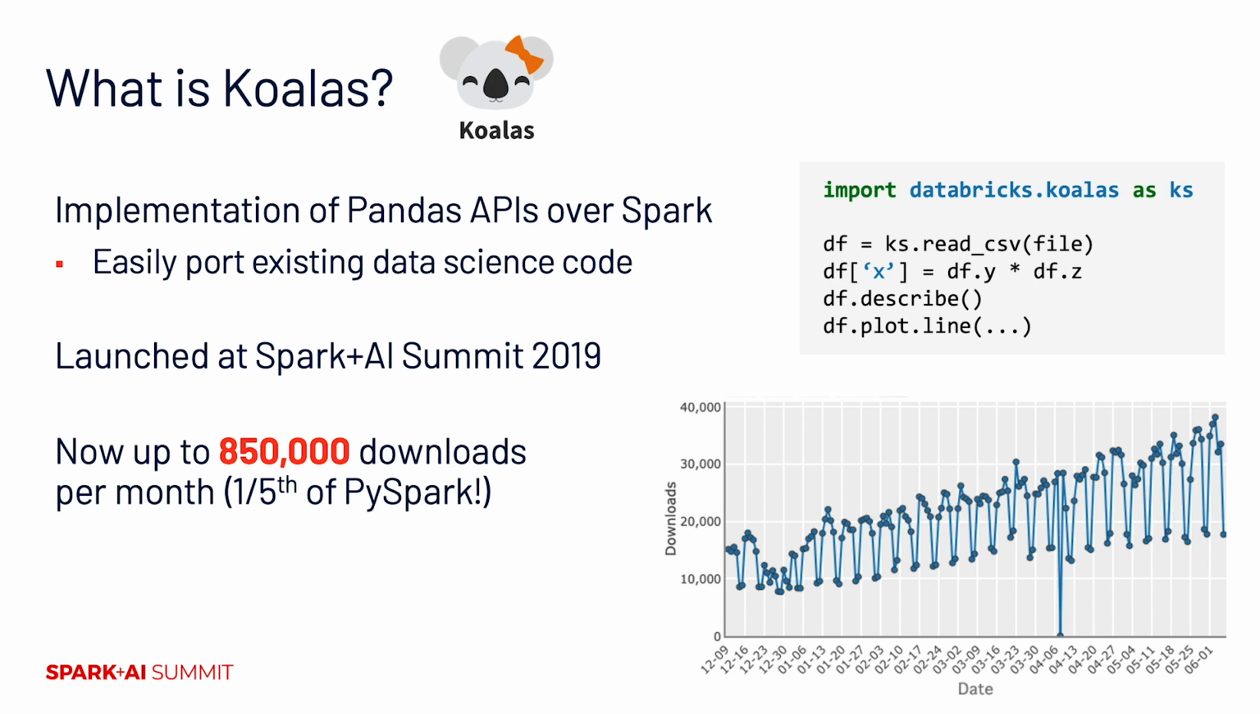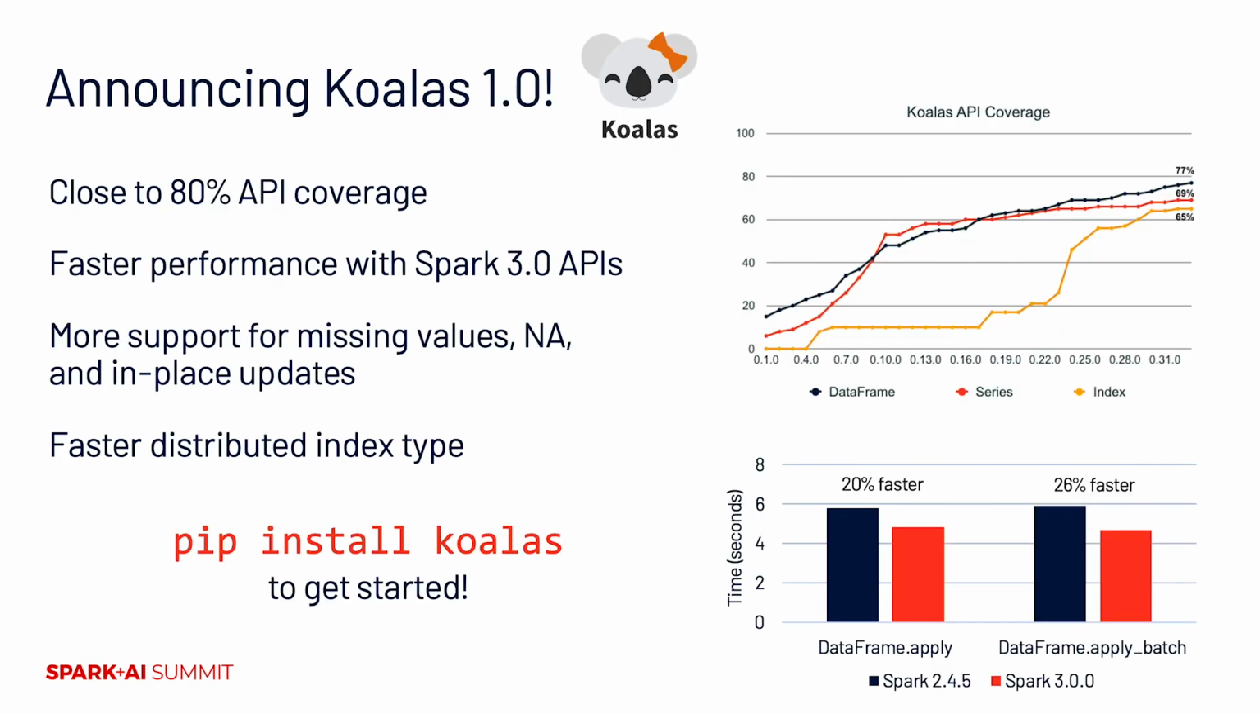And we're investing quite a bit more into Koalas. And at this event, we're actually excited to announce Koalas version 1.0. This new release has close to 80% of the API coverage of Pandas. It's also quite a bit faster thanks to the improvements in Spark 3.0, and it supports a lot of features that were missing before, including missing values, NAs, and in-place updates. And it's also got a faster distributed index type. It's very easy to install Koalas from PyPI and get started. And if you're a Pandas user, we believe this is the easiest way to migrate your workloads to Spark.